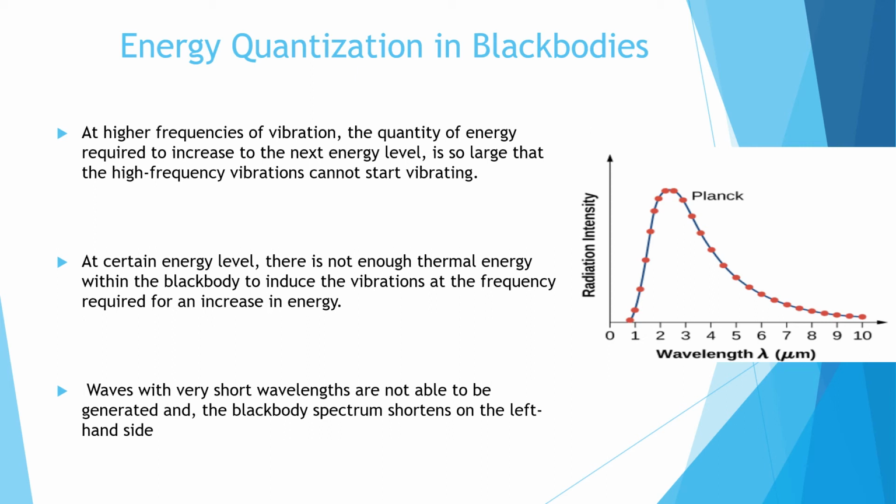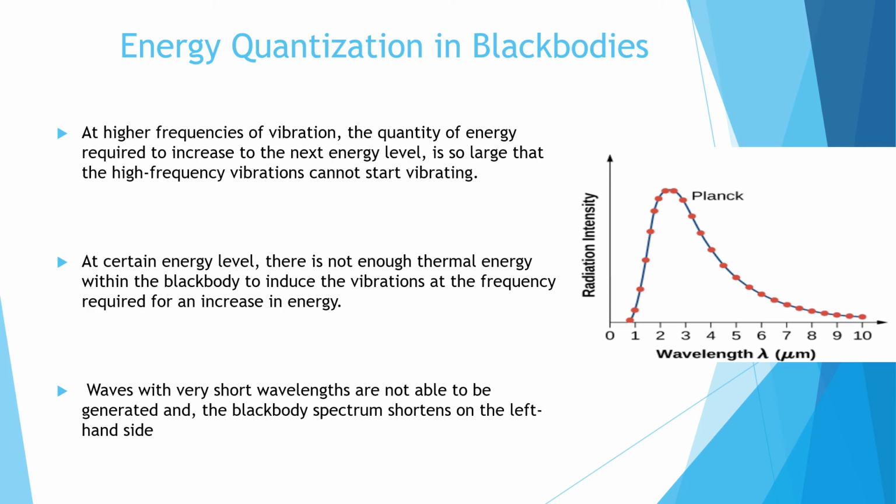In order to have any light emitted from the blackbody, the subatomic particles within the blackbody must be shaking with the specific frequency required to increase to the next energy level, as we see in change in energy = n times h times nu. This means that eventually, at a certain energy level, there is not enough thermal energy within the blackbody to induce the vibrations at the frequency required for an increase in energy. Therefore, waves with very short wavelengths are not able to be generated, and the blackbody spectrum shortens on the left-hand side.